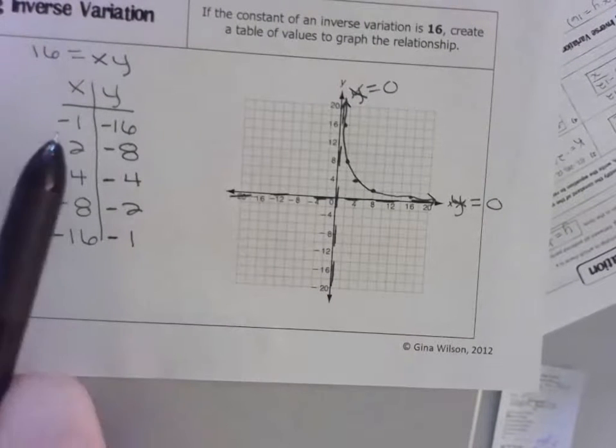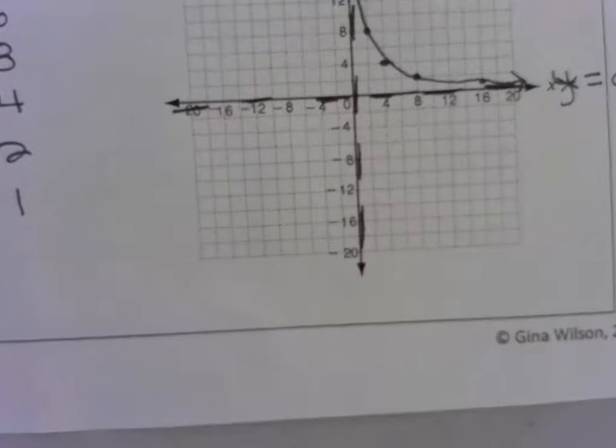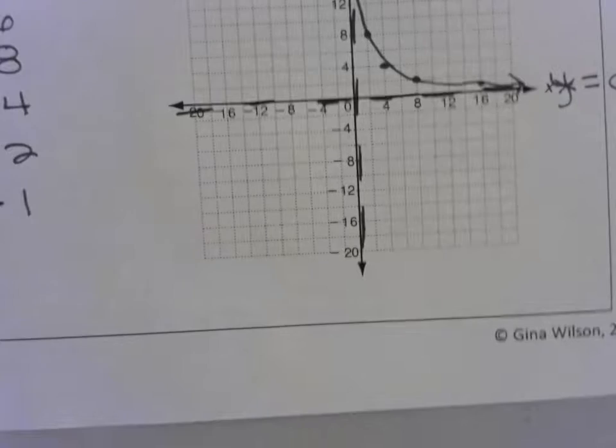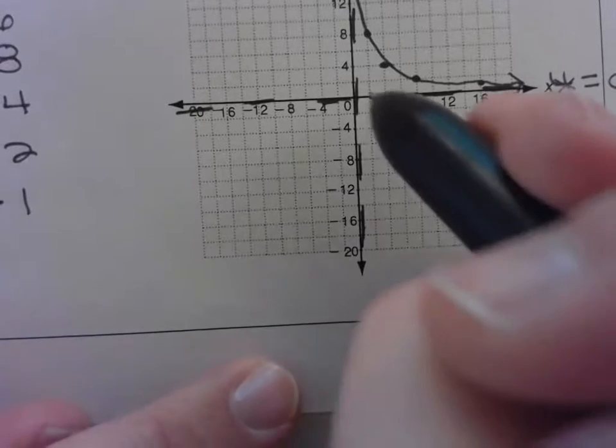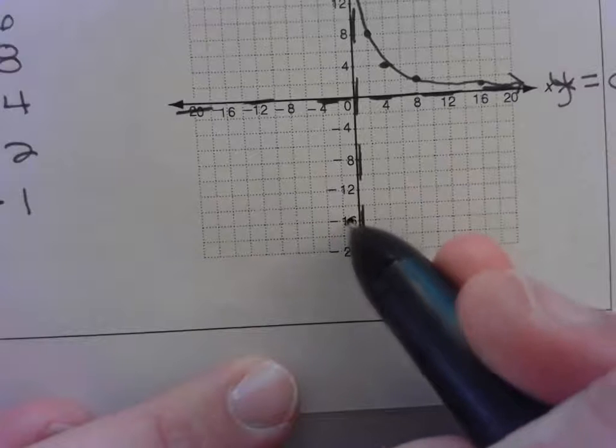Okay, how do you graph it? You have ordered pairs. So negative 1, negative 16. You go left 1. You're good. Yeah, it's kind of weird, but you've done this stuff before. You've graphed. Okay, negative 1, negative 16. I go left 1, which is halfway, down 16. So something like right there.